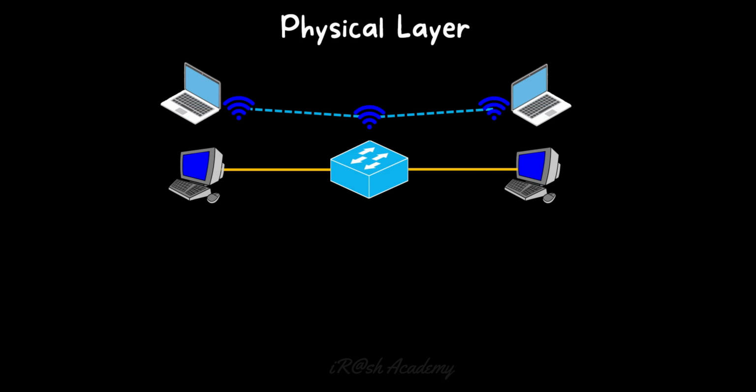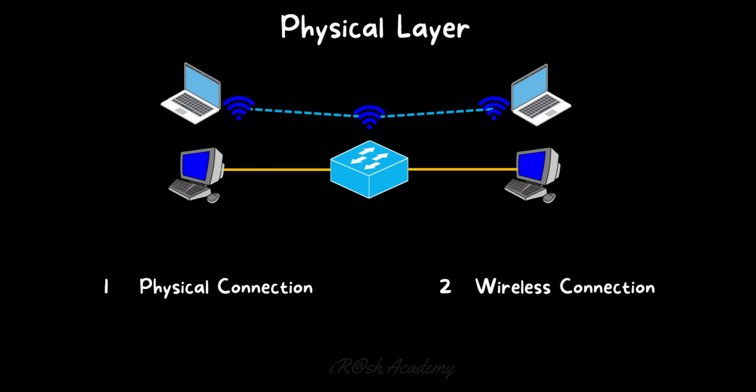The physical layer is mainly dealing with the physical connectivity between the network devices. To create a network, we need to connect all the devices in that network to a central connection center, which can be a network switch or network hub or router, anything like that. In the physical layer, there are 2 types of connections we are using. The one is the physical connection and the second one is the wireless connection. These are the 2 types of connections managed by the physical layer.